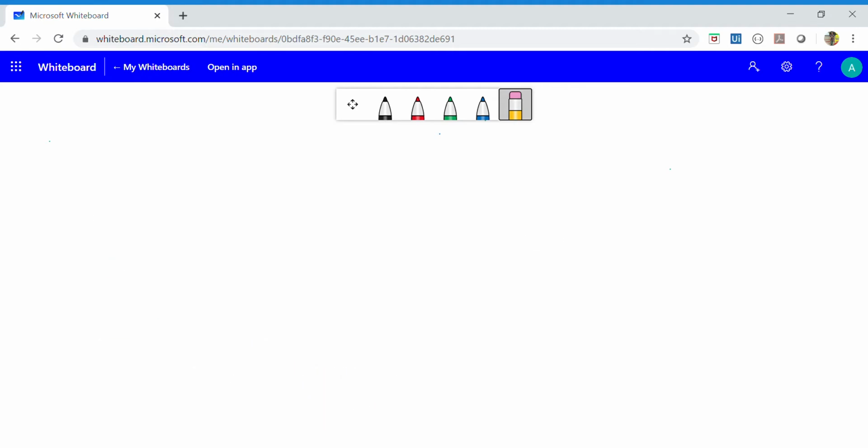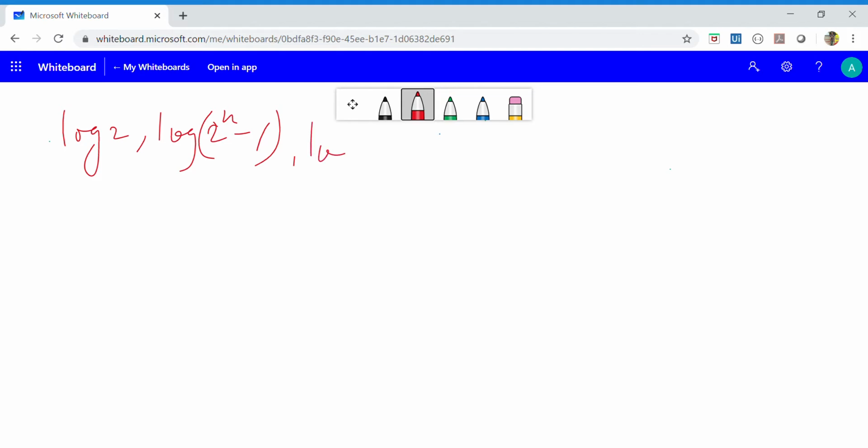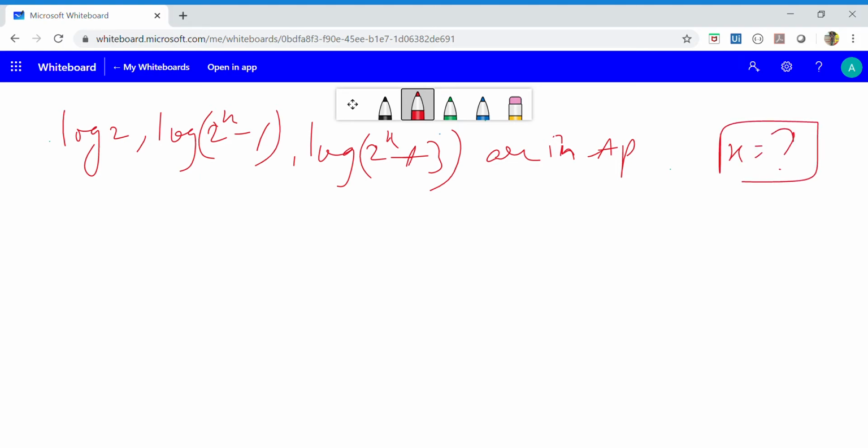Next, one more question. Find the value of x if log 2 power x minus 1 and log 2 power x plus 3 are in AP. Are in AP, what you have to find out? Value of x. X is equal to how much?